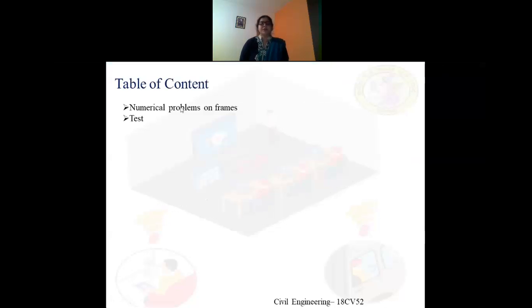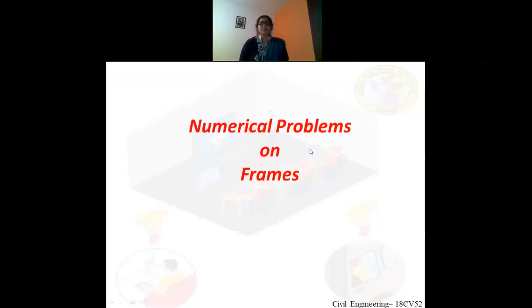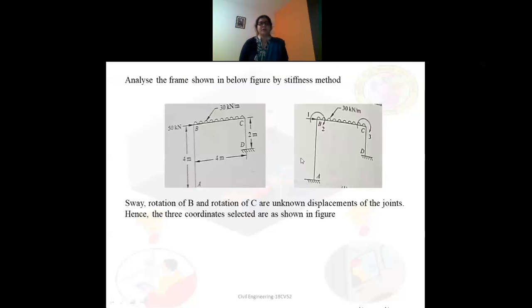Numerical problems on frames, that is on sway frames. Analyze the frame shown in the below figure by stiffness method. You can notice here that there is a vertical member AB, horizontal member BC and vertical member CD. The span of AB is 4 meter, span of BC is 4 meter and span of CD is 2 meter.